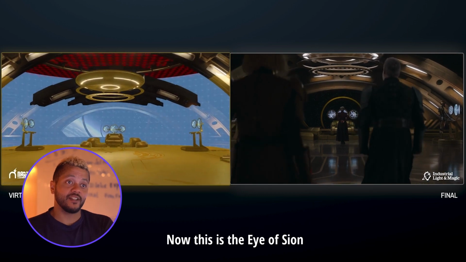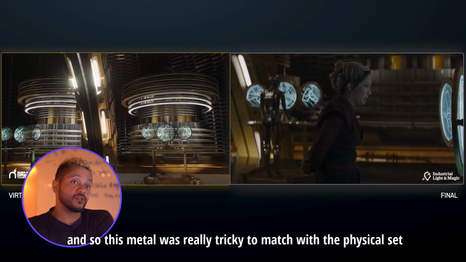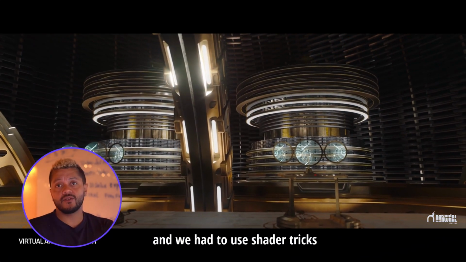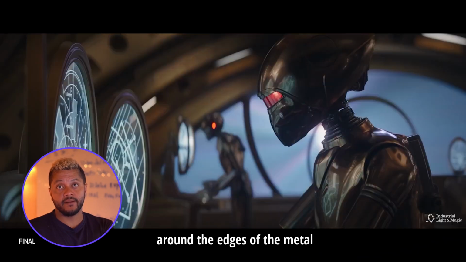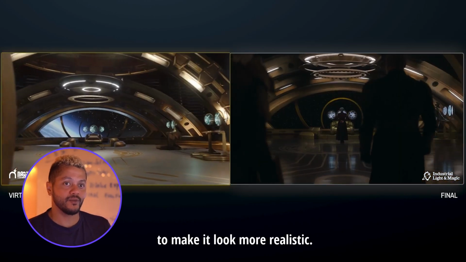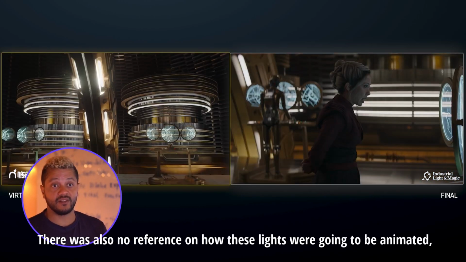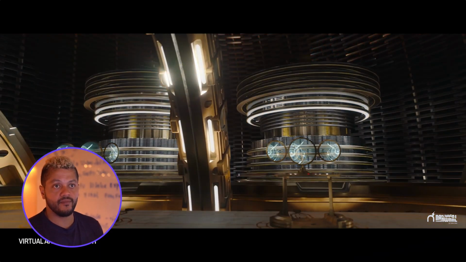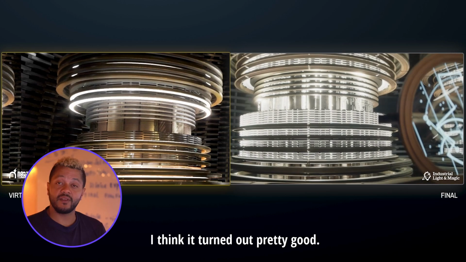Now, this is the Eye of Sion. And so this metal was really tricky to match with the physical set, and we had to use shader tricks around the edges of the metal to make it look more realistic. There was also no reference on how these lights were going to be animated, so the team had to create dozens of versions to get approval. I think it turned out pretty good.